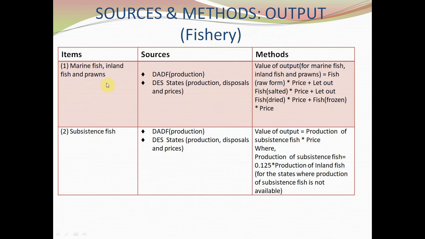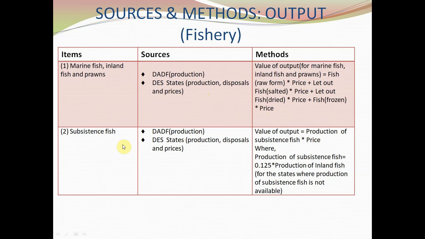Now for output, marine fish, inland fish and prawns. DADF is providing the production data, and DA states is providing production, disposal and prices data. Value of output for marine fish, inland fish and prawn is calculated by taking fish in raw form into price plus let out fish salted into price plus let out fish dried into price plus fish frozen into price.